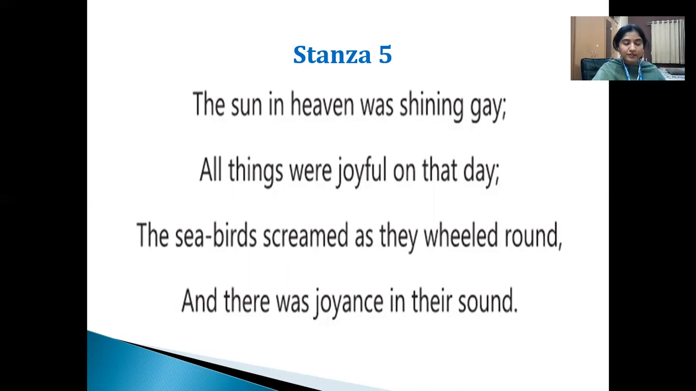In this stanza, symbolism is used, as heaven means the sky. Again, personification is also used here. The sun is described as gay.